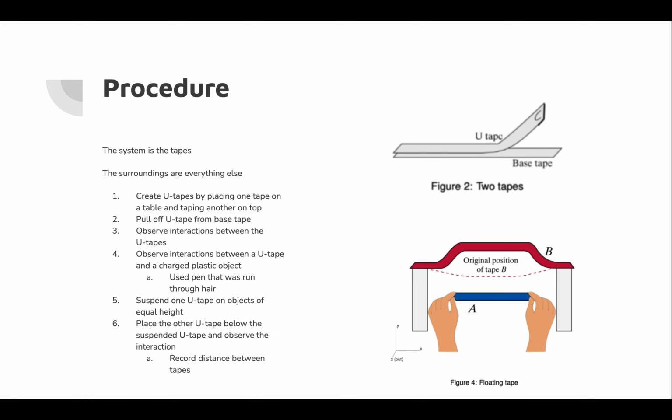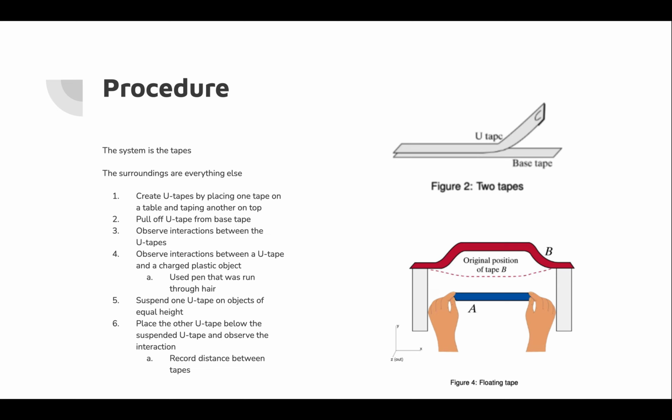The procedure for this experiment is to, one, create U-tapes by placing one tape on a table and taping the other on top, and you would repeat this another time. You pull off the U-tape from the base tape, and then you observe the interactions between the two U-tapes. Then you would observe the interactions between the U-tape and a charged plastic object. We used a pen. Then finally, you would suspend one tape on an object of equal height and then place the other U-tape below the suspended U-tape and observe the interactions, and you would also record the distance between the tapes.